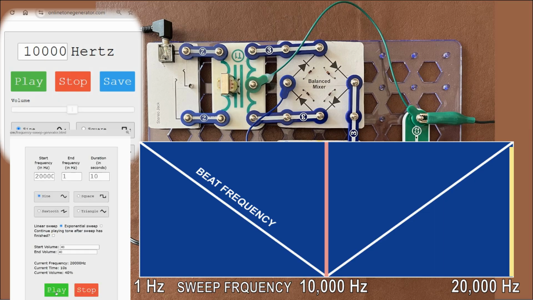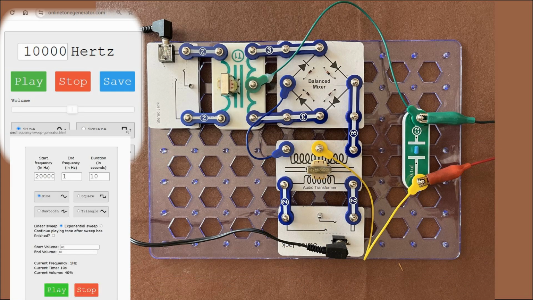Now let's reset the sweep generator so that the pitch drops over time like this. Whether the sweep generator tone climbs or drops, the effect is exactly the same. So what does all this have to do with understanding how a metal detector works? That will become evident as we take the first step to actually building the circuit.